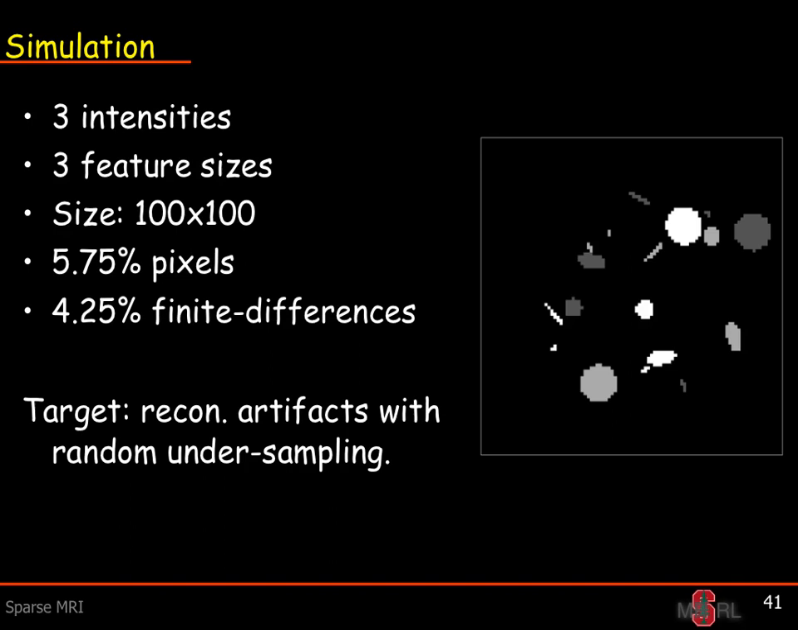So here's a simulation that we can do to look at some of the different acquisition approaches. Here we've defined a simulated phantom object with 3 different intensity amplitudes. So here's 1, 2, and 3 different feature sizes in terms of numbers of connected voxels, and the image matrix here is 100 by 100. Within that 100 by 100 matrix, we have 5.75% of pixels that are non-zero, and 4.25% of the finite differences are non-zero. And our target here is going to be to look at what artifacts we get with random undersampling, followed by different reconstruction approaches.